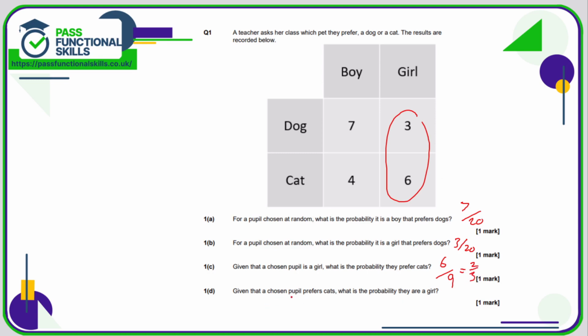Given that a chosen pupil prefers cats, so how many prefer cats? That is 10 that prefer cats. And of the 10, how many are girls? That's 6 out of 10, which is the same as 3 out of 5.